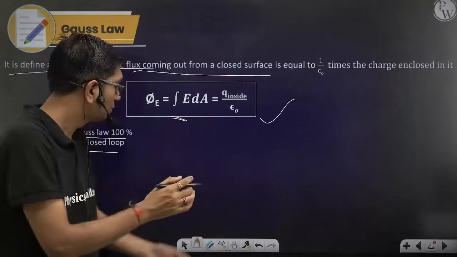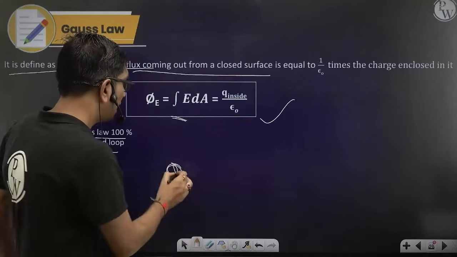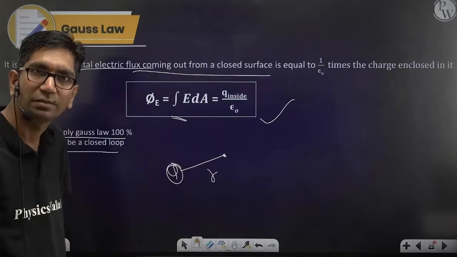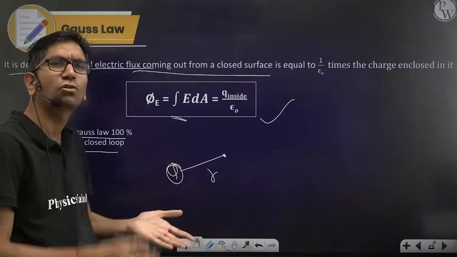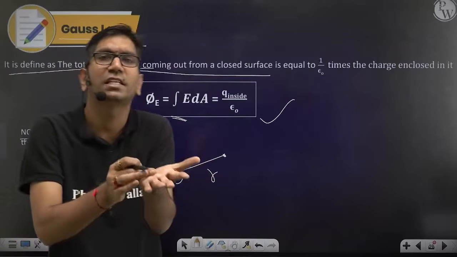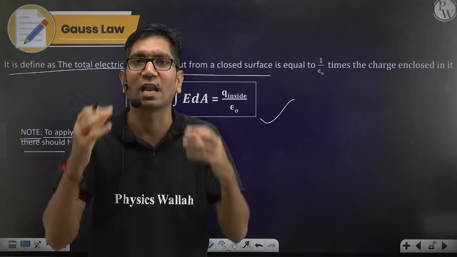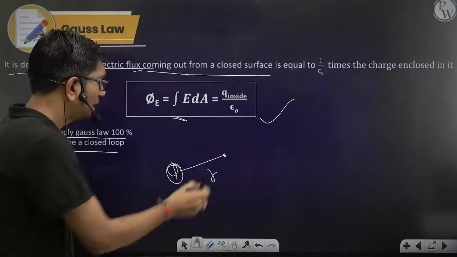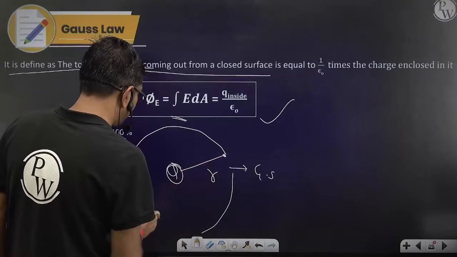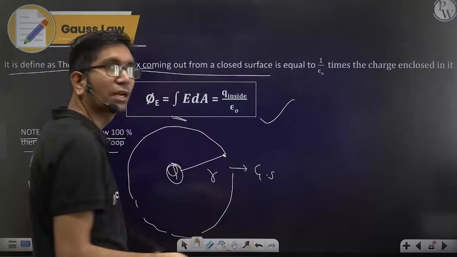Now I am giving a charge here. At this distance, at this point, find the electric field. How? Sir, this is not closed. How can we find it? What you have to do is take this charge and enclose it like this. Now it becomes closed. So this closed surface is called what? Gaussian surface. So here you can apply Gauss law.